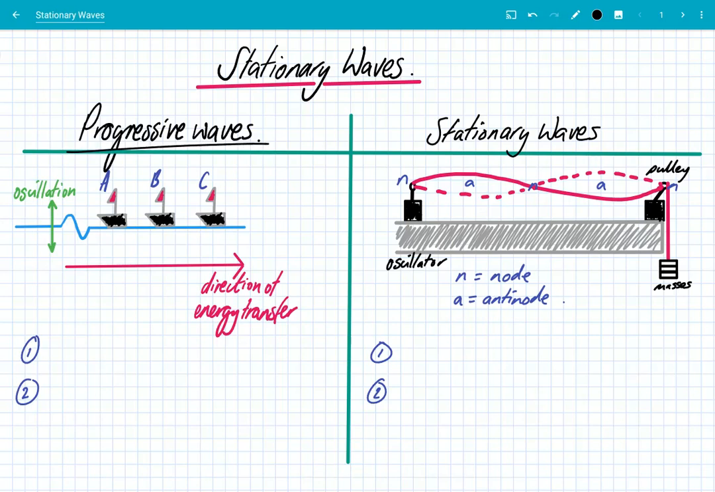These are the waves that you've come across at GCSE and the waves that you most often come across in everyday life. They're always caused by oscillations and they have a net transfer of energy. So that's what makes them progressive. There is this net transfer of energy. And that's really important because when we see stationary waves, it's very different.